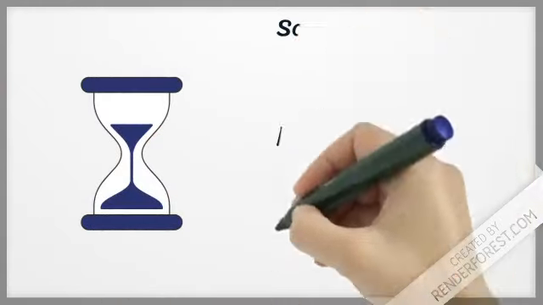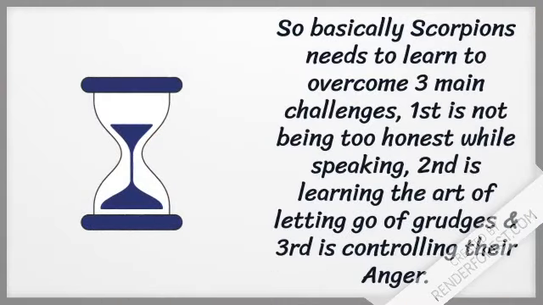So basically, scorpions need to learn to overcome three main challenges. First is not being too honest while speaking. Second is learning the art of letting go of grudges, and third is controlling their anger.